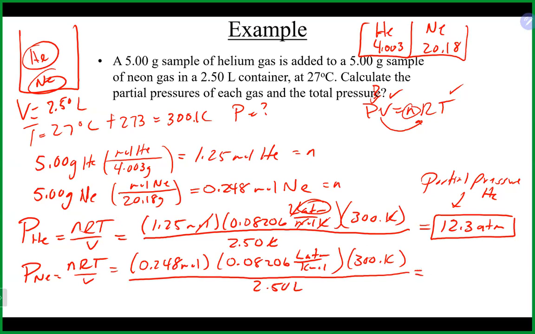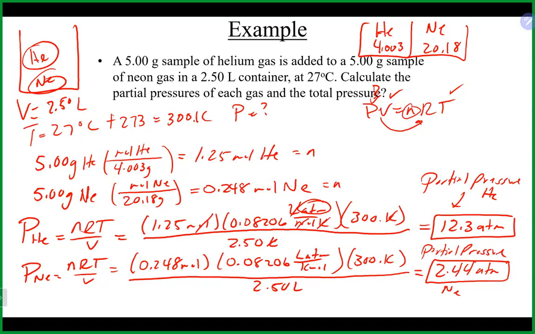Once again, everything's going to cancel except for atmospheres. And in this case, it will give us 2.44 atmospheres. And that would be the partial pressure of neon. Any questions on that calculation?